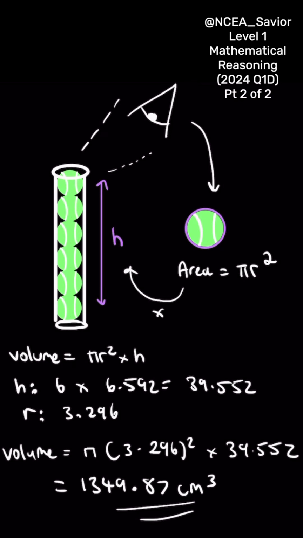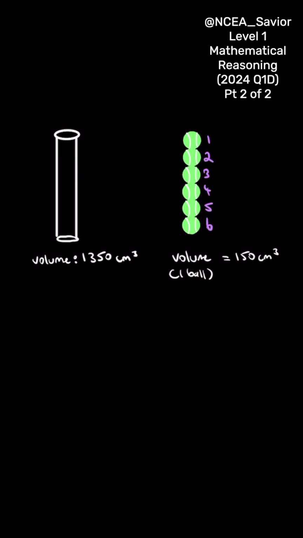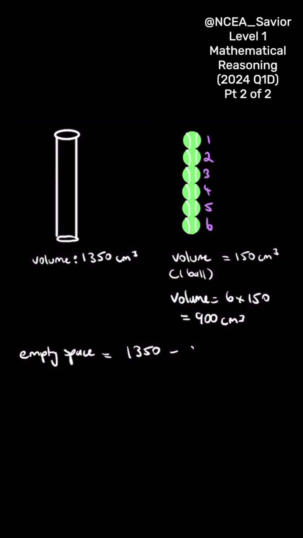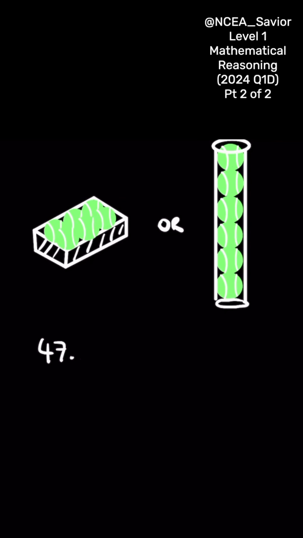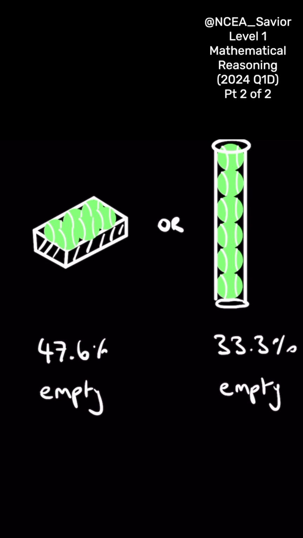Now, we know each tennis ball is 150 cubic centimeters, and since there are 6 balls, that means the total volume taken up by the balls is... So, to find the empty space in the cylinder, we subtract the volume of the balls from the total volume. Finally, to find the percentage of empty space, we divide the empty space by the total volume and multiply by 100. And there we have it. 33.33% empty space in the cylinder, which is less than the 47.64% we calculated for the rectangular box in the last video.